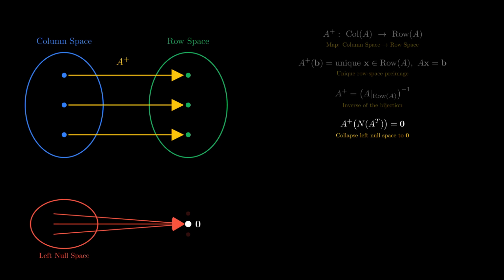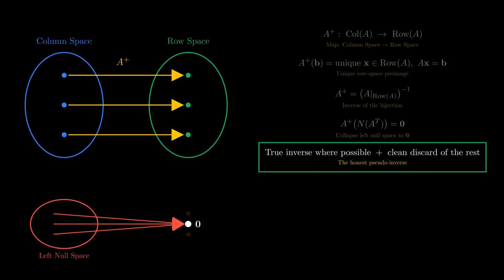It wipes out exactly what cannot be recovered. This is the mathematically honest answer to the question, how do we undo this matrix? It gives a true inverse where inversion is possible and a clean discard of the rest.